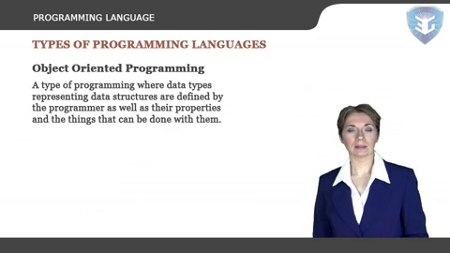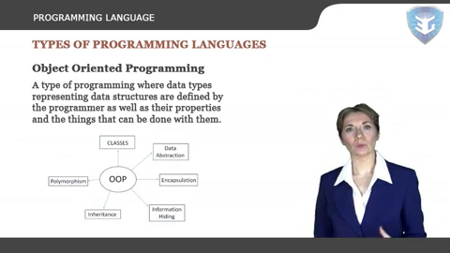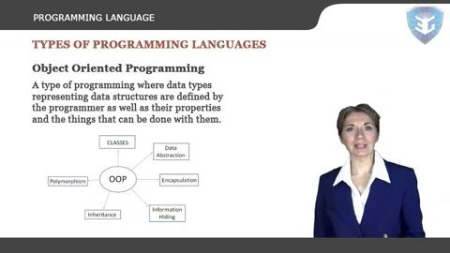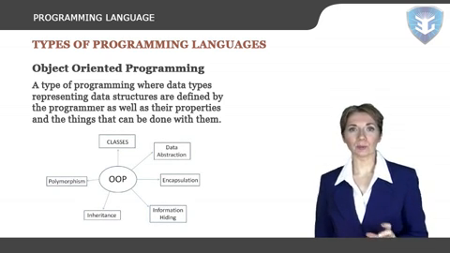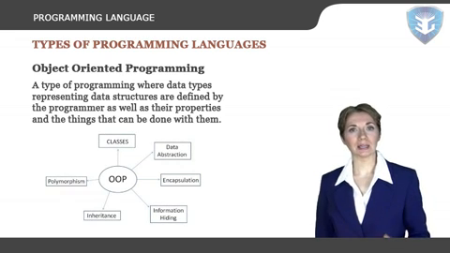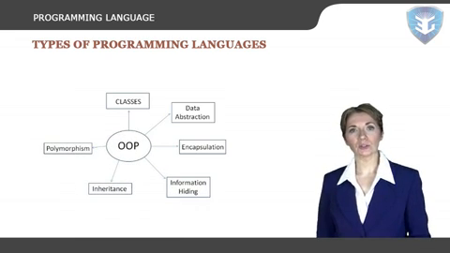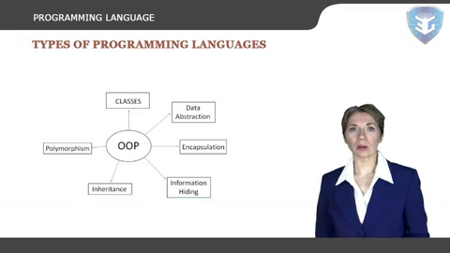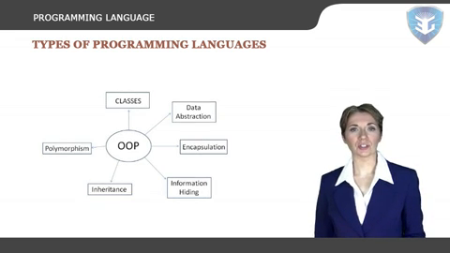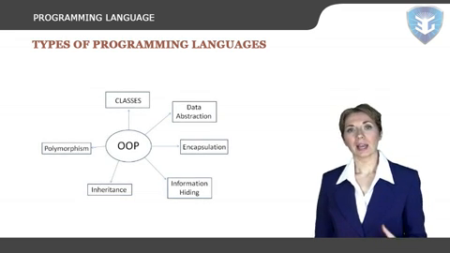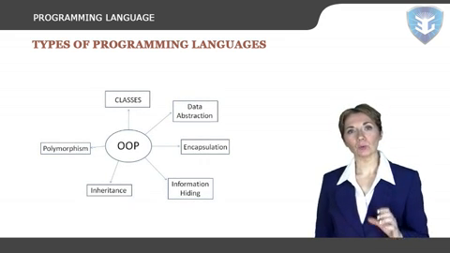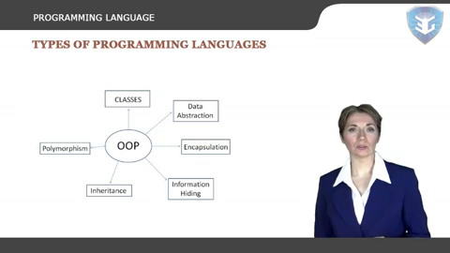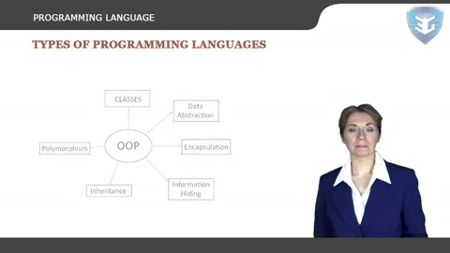Object-oriented programming, a type of programming where data types representing data structures are defined by the programmer, as well as their properties and the things that can be done with them. With object-oriented programming, programmers can also create relationships between data structures and create new data types based on existing ones by having one data type inherit characteristics from another one.